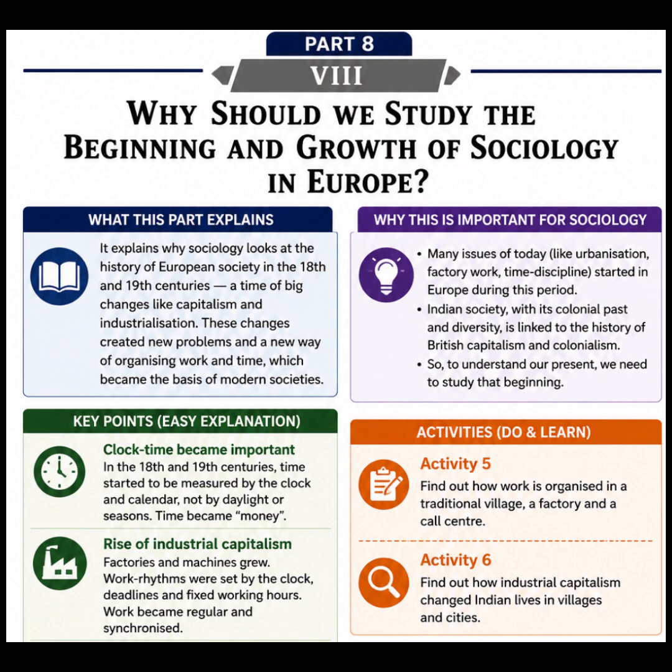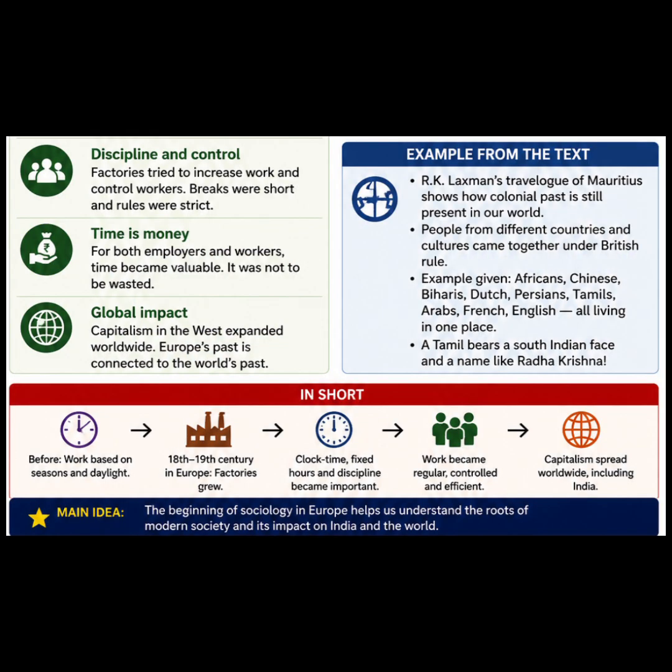Before factories, people worked according to daylight and seasons. But with industrialization, people had to follow the clock. People started and ended work at fixed times. As a result, time became very important in people's life. These rapid changes created new social conditions and problems. Sociologists wanted to understand how society was changing and how these changes affected people's lives. That is why sociology emerged as a separate discipline.